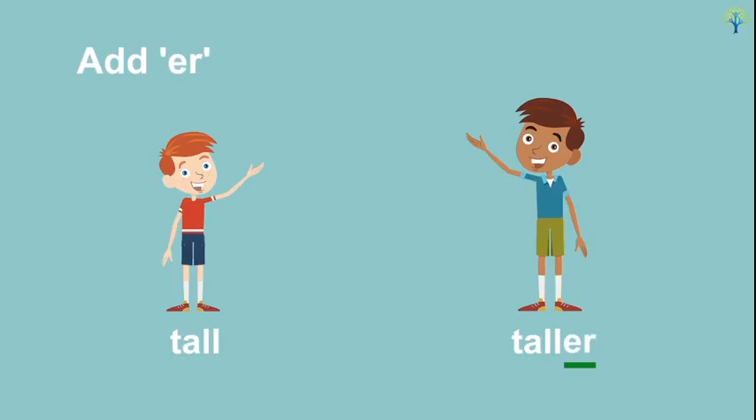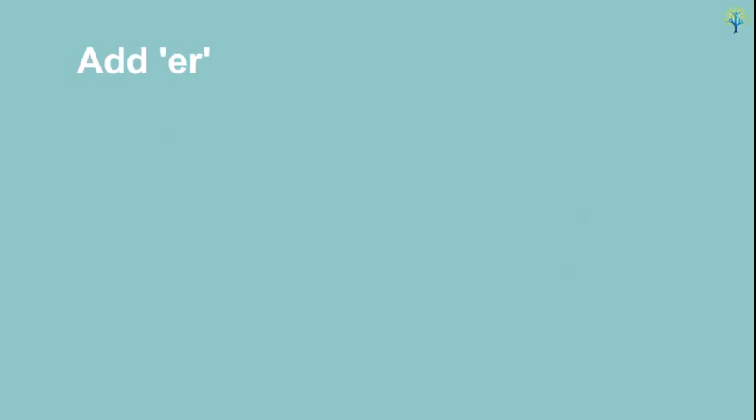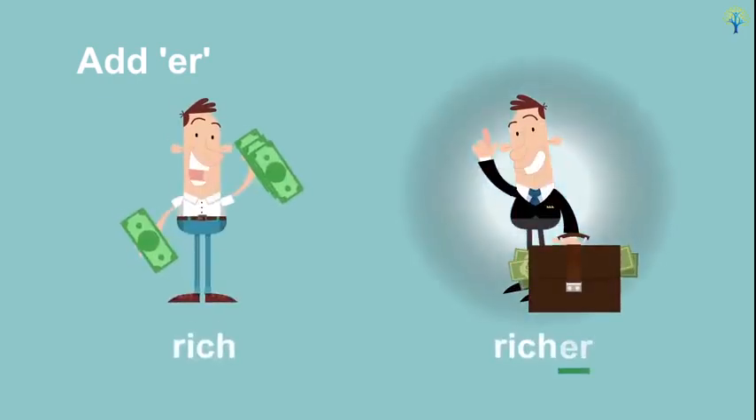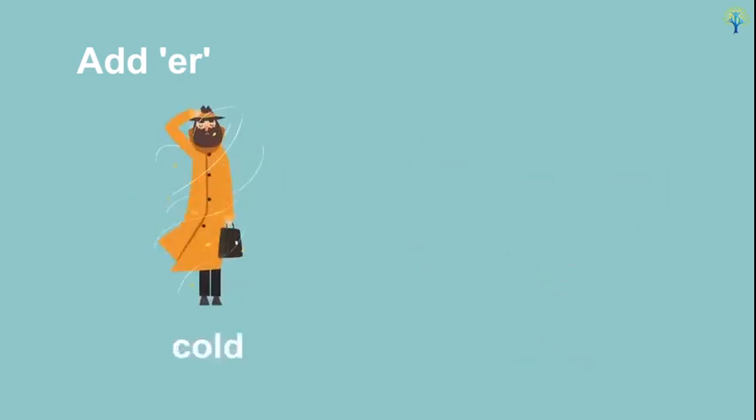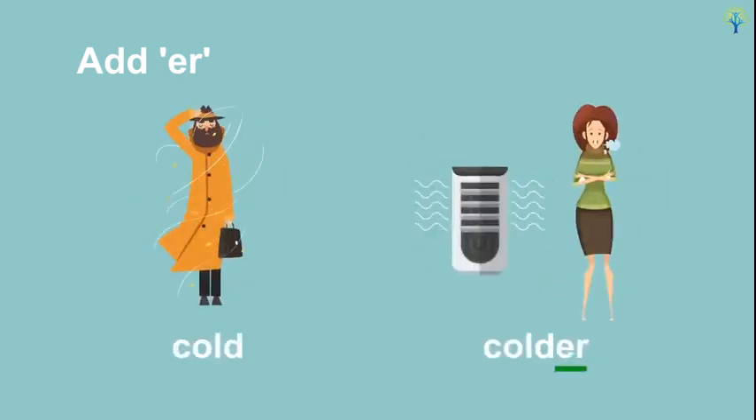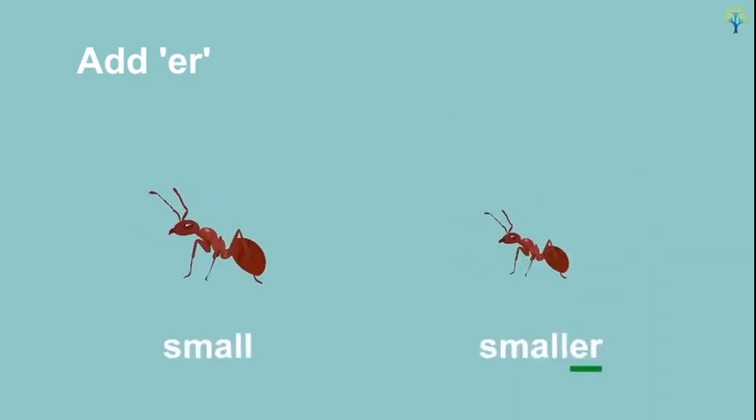Let us look at another example. To compare two rich men, add er to the word rich. He is richer. Richer is the comparative word. Let us take a look at a few other examples. Cold becomes colder. Small becomes smaller. And old becomes older.